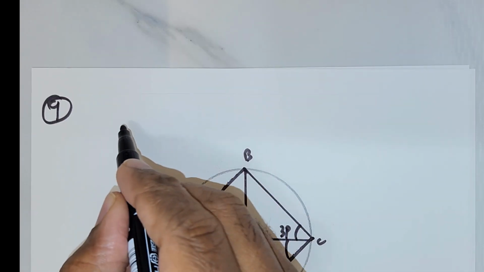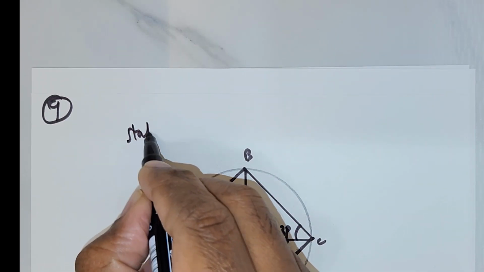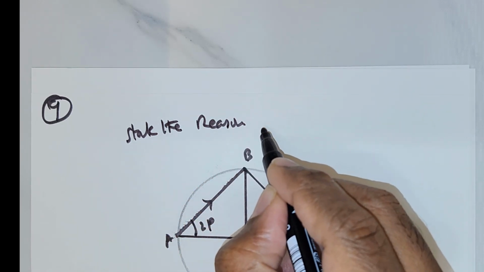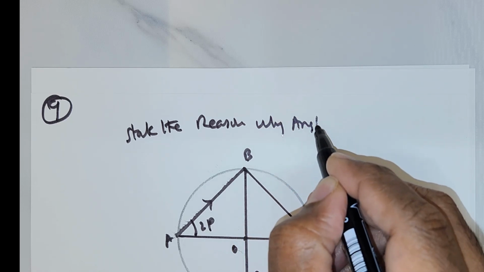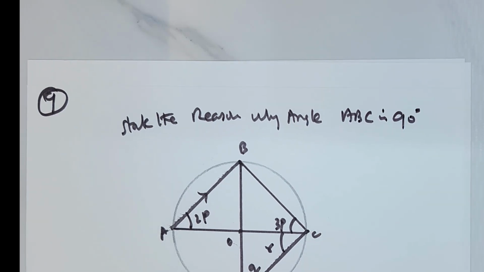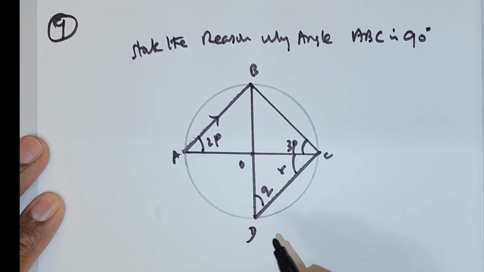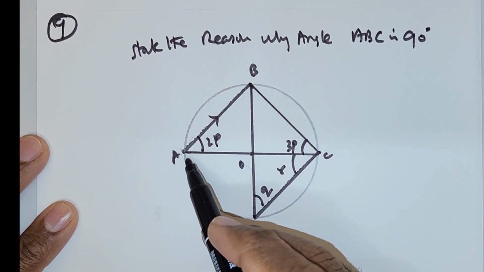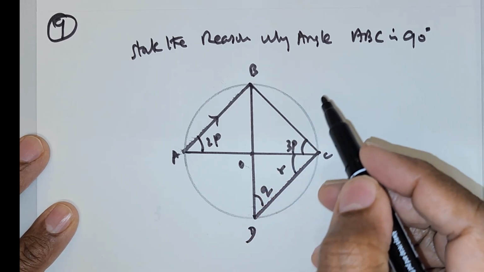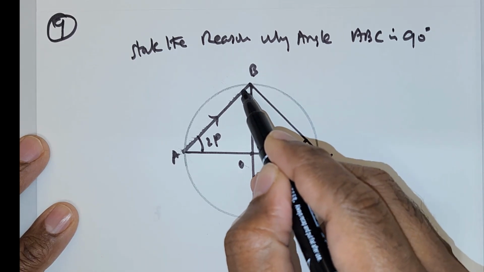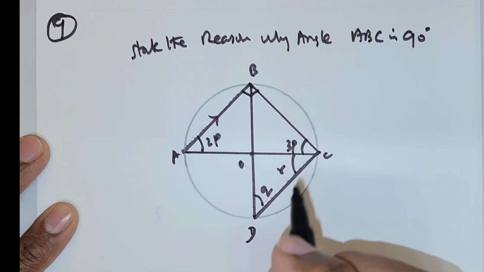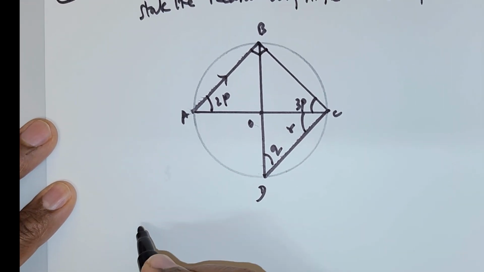The question wants us to state the reason why angle ABC is 90 degrees. Okay, this is a valid question. Now if you were to see ABC, we are actually talking about the angle here. Okay, this angle is 90 degree. The question is why. Now I'm going to give you the reason.